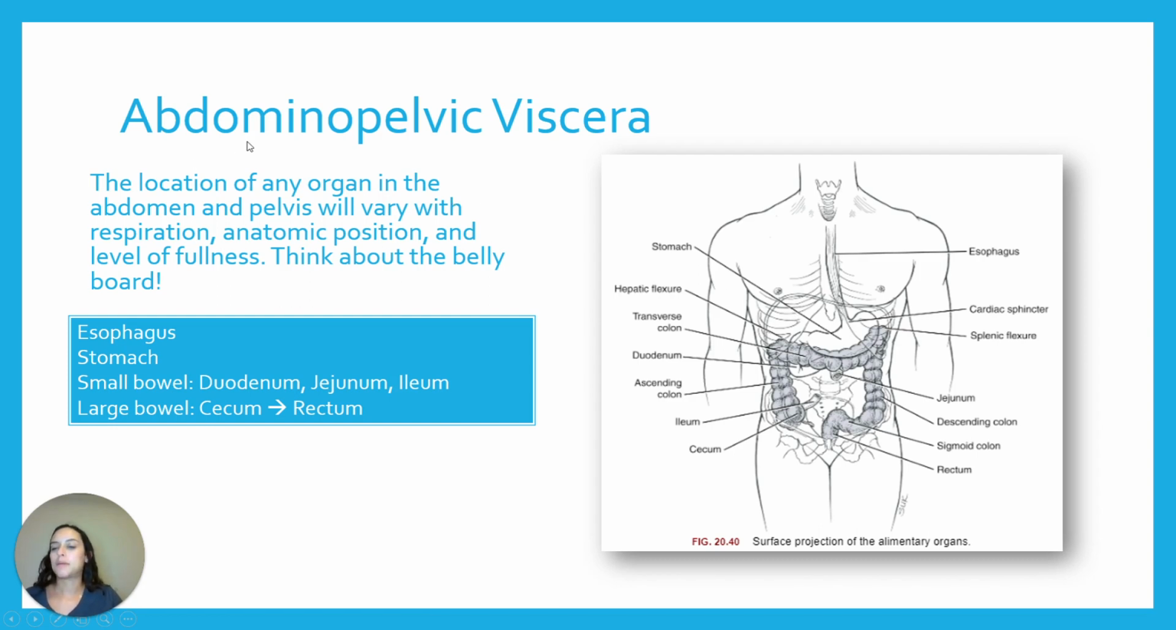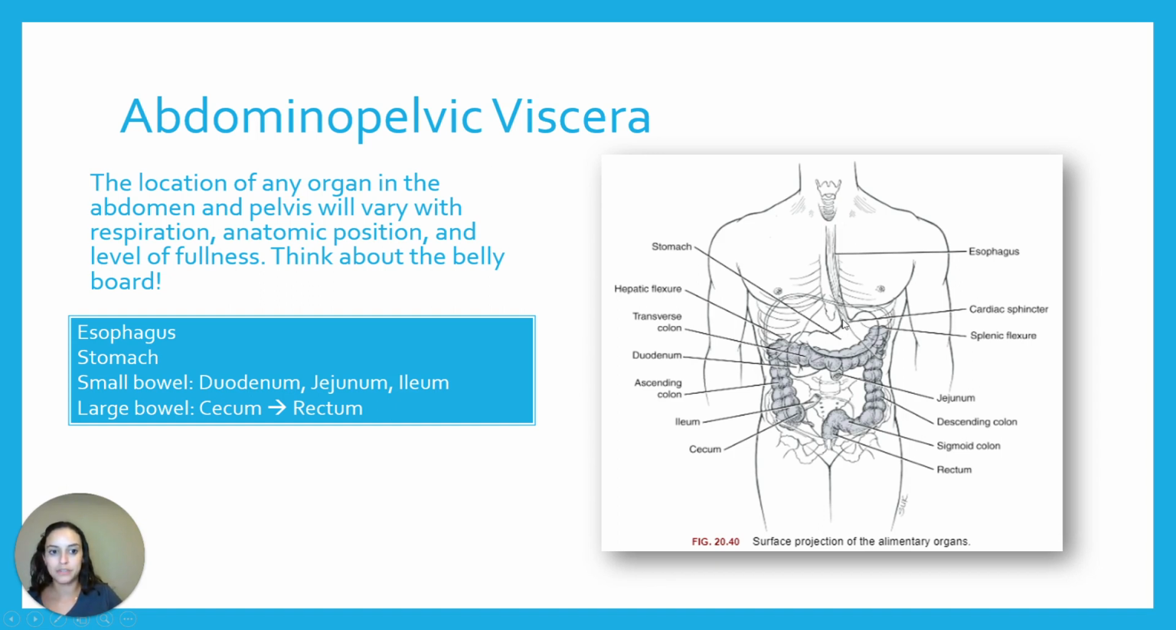So to talk about the abdominal pelvic viscera, starting with the esophagus. Your esophagus starts at the cricoid cartilage, right up here. Cricoid is right below the thyroid. It travels all the way down to the cardiac sphincter, and that's basically the opening of the stomach.